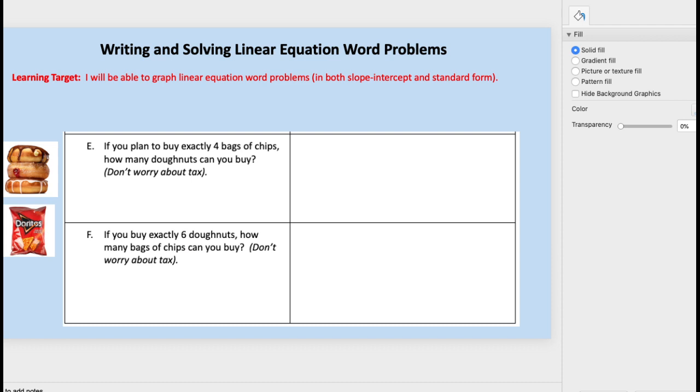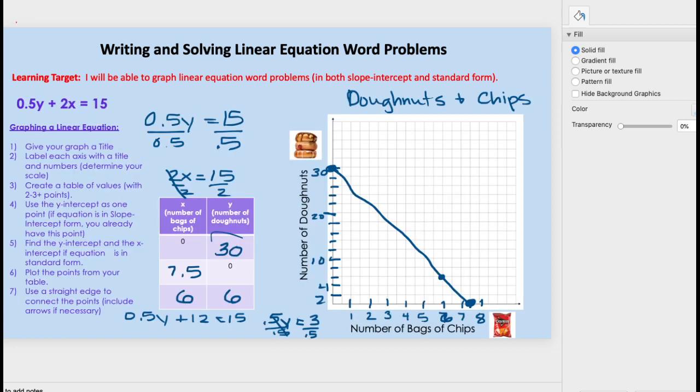And then last but not least, last week we answered some questions using the equation, but now I want to show you that you can also use the graph, although my graph may not be super accurate because I didn't use a straight edge. This one just says, if you plan to buy exactly 4 bags of chips, how many donuts can you buy? So using your graph, you're going to go down to chips and find where it says 4, which is right here. And then you're going to go all the way up until you hit the line. And then you're going to look to see where it hits on the y-axis.